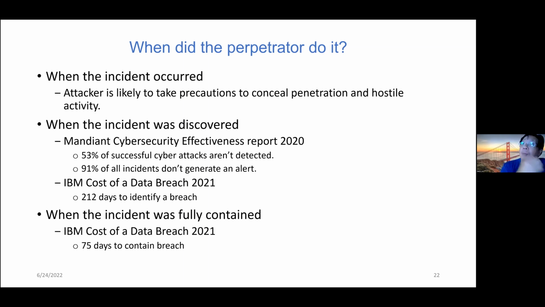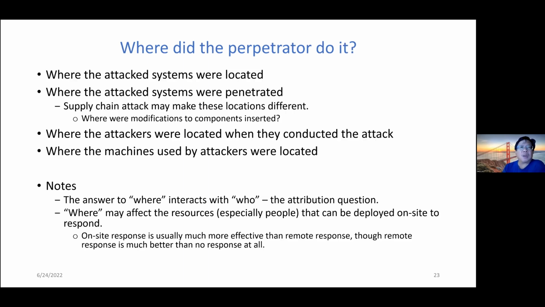And then there's another moment, when you can say, we have fully contained the breach. The breach is now over. IBM found it took 75 days to contain the breach, to figure out what was taken, to remediate, to clean it up, and so on. So this is the when part of it, and now the where part. Where did the perpetrator do it? Well, there are many answers to that.